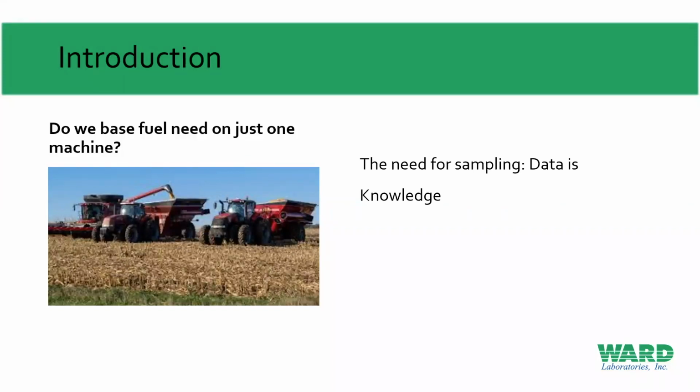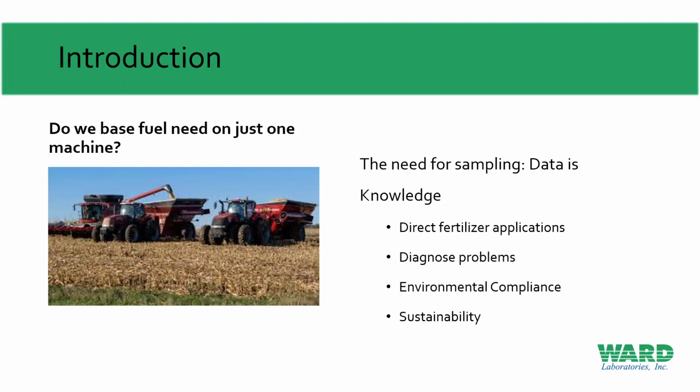On the need for sampling, data really is knowledge, and you can't make good decisions without data. So what can we do with our sampling protocols? There are 4 different things here. One is to direct fertilizer applications, which is the basis of wanting to soil sample. Where do we need fertilizer? How much do we need? And maybe we can even decide how we want to apply it based on our soil test information.